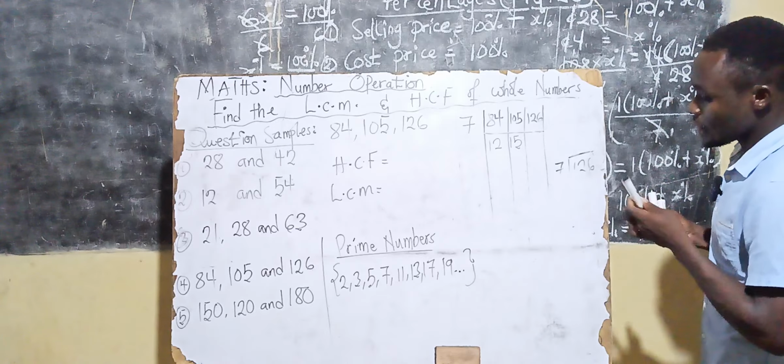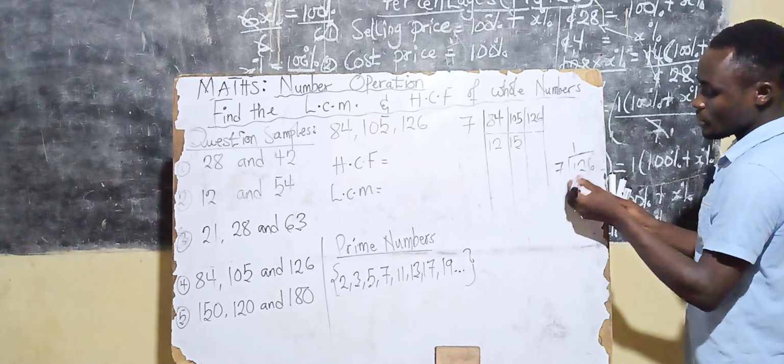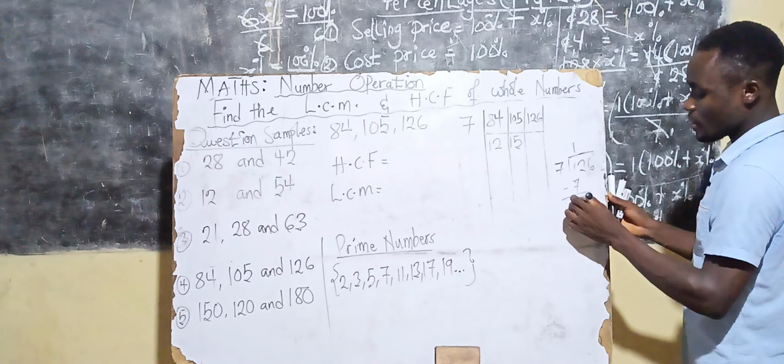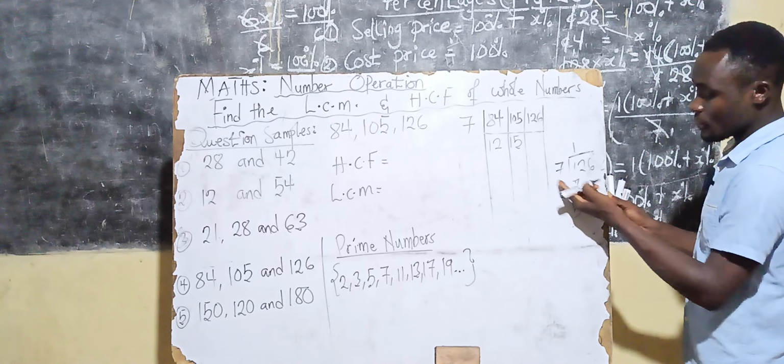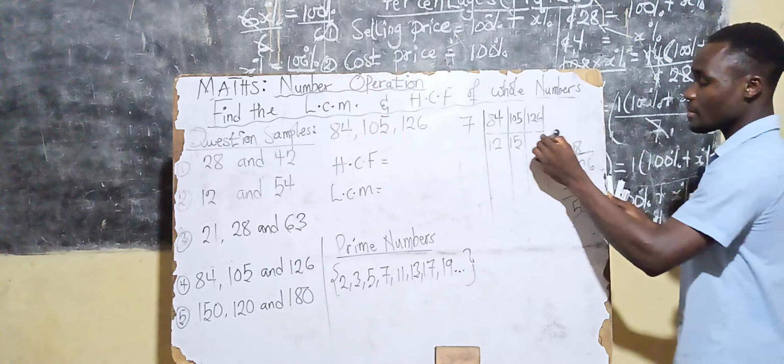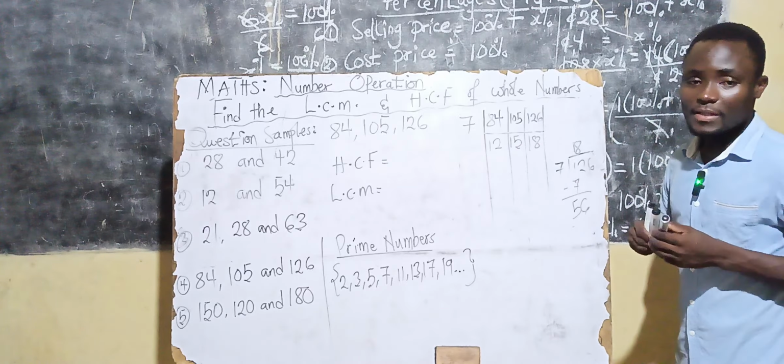7 goes into 12 just once over here. So 7 times 1 is 7, a remainder of 5. Then we add a 56 to it. 7 goes into 56 8 times. So here becomes 18. And I believe we are clear with that.